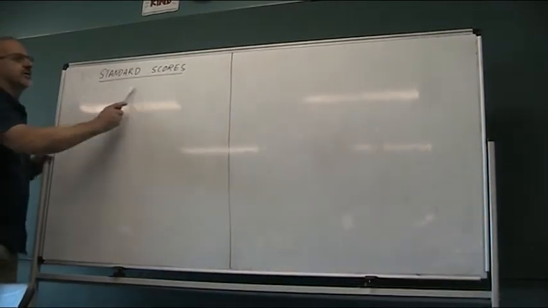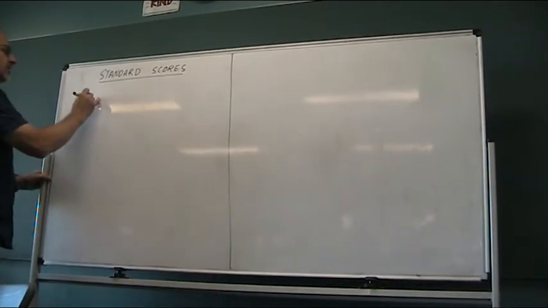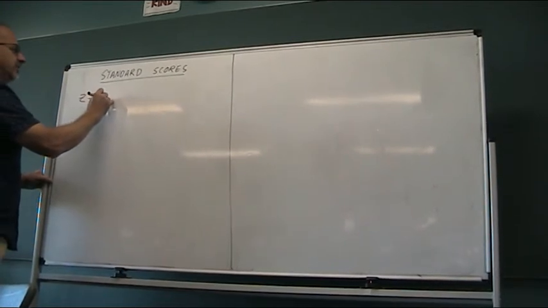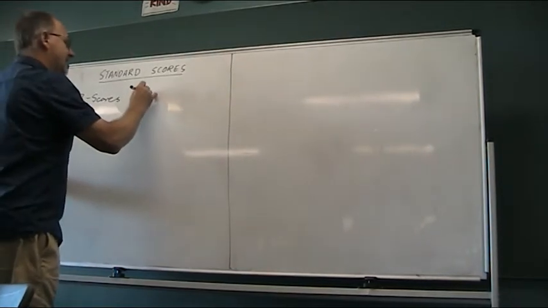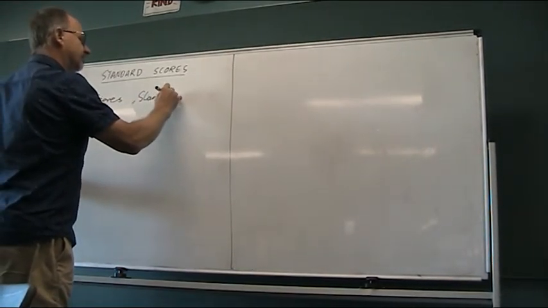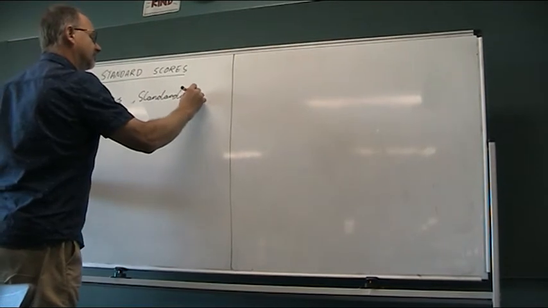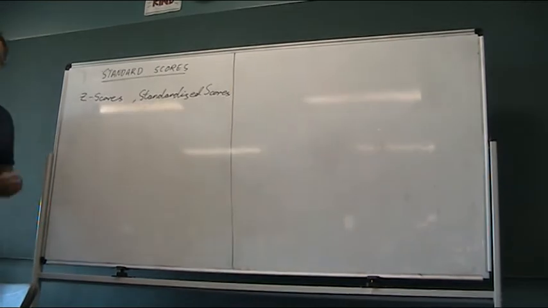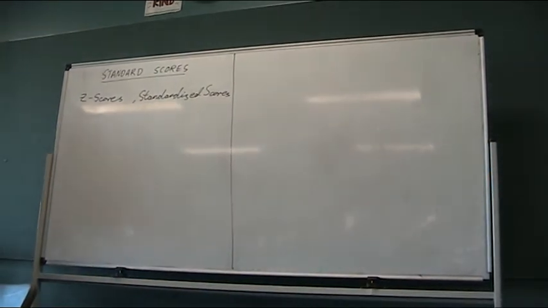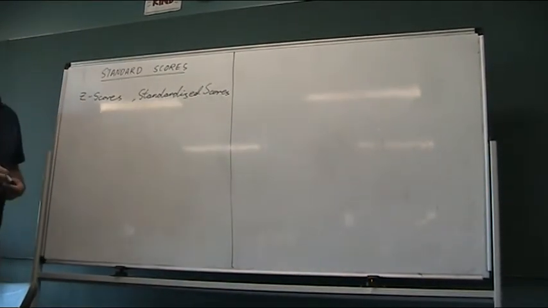Right, so relating to the normal distributions, there's a thing called standard scores. Sometimes you hear them called Z scores or standardised scores. Any of those three terms refers to the same thing.